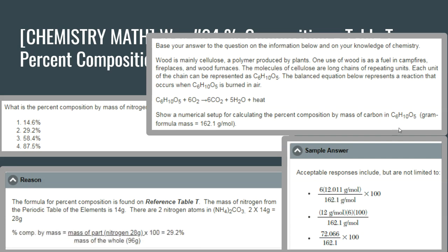Please don't waste time calculating the gram formula mass of the whole compound if it's already provided for you in the problem. To get the mass percent composition by mass, all you have to do is take the part in question. So if it's asking you for carbon, note the number of carbons present. If it's asking you for hydrogen, note how many atoms are present to get the part contributed by that element.